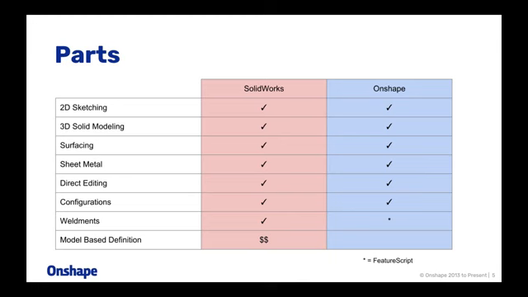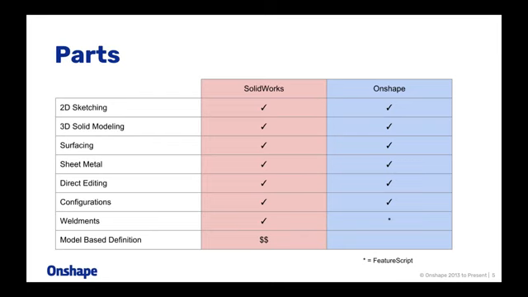Things like weldments, which is creating welded steel frames. Now, I've put an asterisk there in the Onshape column because we can do that with our custom feature scripting language called FeatureScript. So there is a custom feature called Beams, which does probably 90% of the capabilities of SolidWorks weldments. So while we don't have it officially in the product, many people are using that script to reproduce weldments capability in Onshape. And then there's things like model-based definition, which is a cost add-on to SolidWorks, again, which Onshape doesn't do just yet.